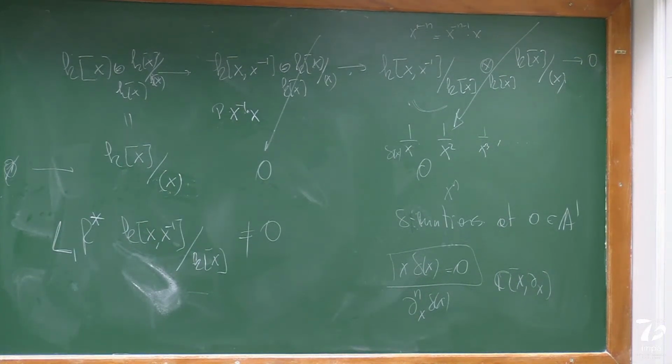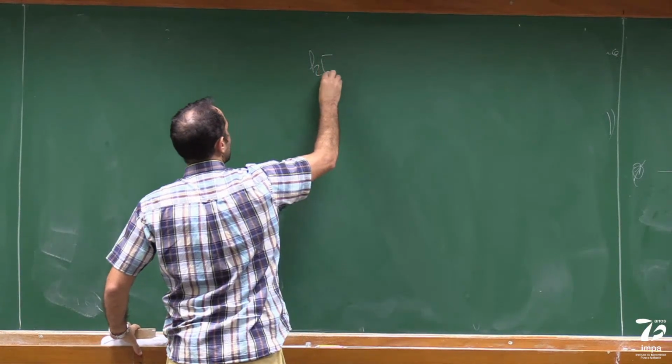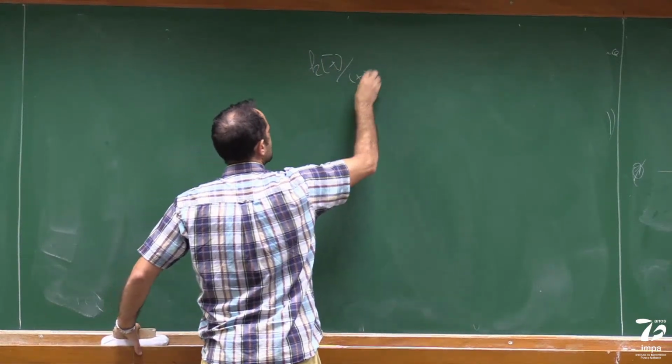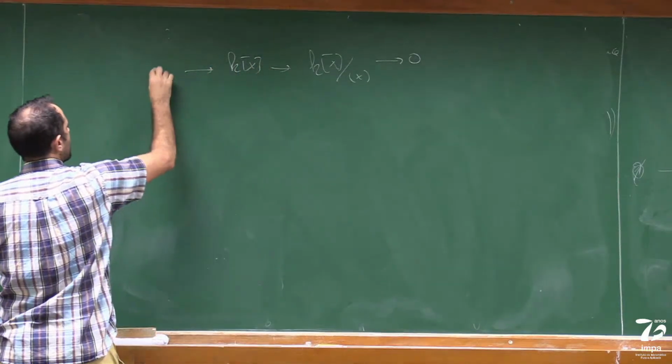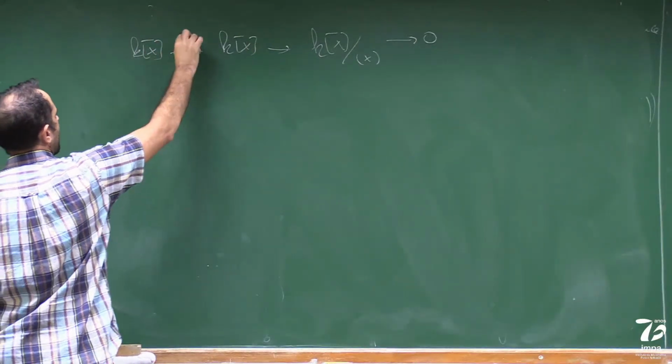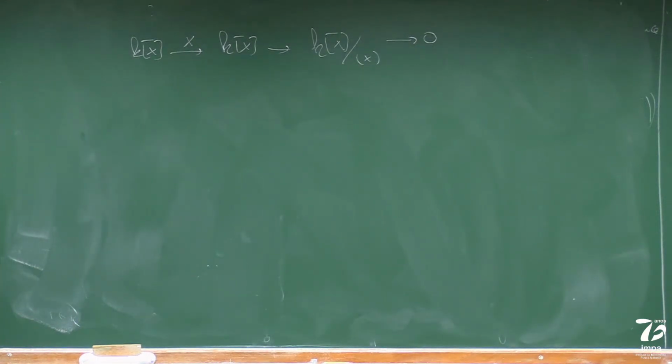So what is the resolution that I have for S? I have k of x divided by x. Then I'm resolving it by k of x, which is free, k of x, which is free. And here the map is a multiplication by x. This is my ring S.